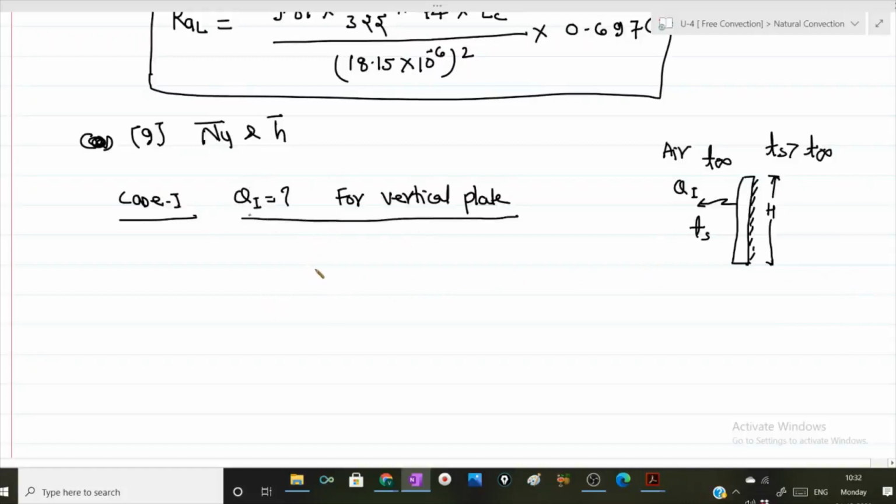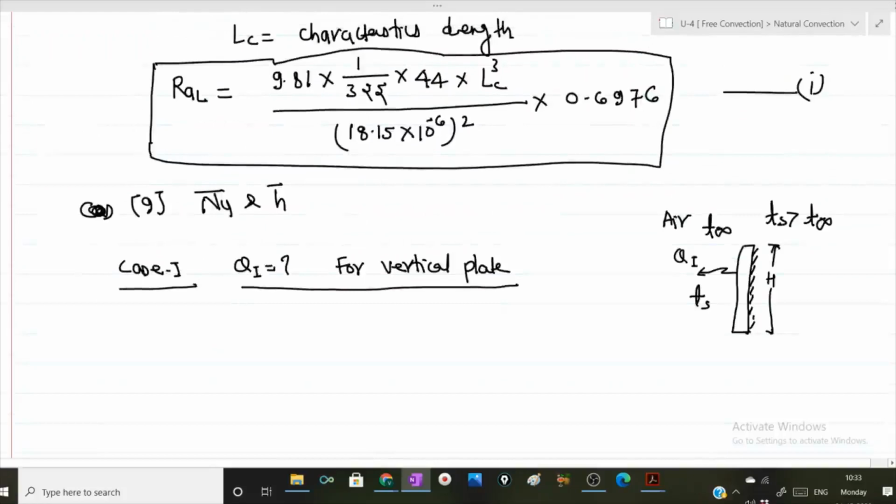So in order to calculate heat transfer rate, we can apply Newton's law of cooling. So we will require the value of average heat transfer coefficient. To calculate the h bar value, we need to find out the Nusselt number expression, and to find the Nusselt number expression, we must have the value of Rayleigh number or the product of Grashof and Prandtl number. Now in order to calculate from equation 1 the value of Rayleigh number for case 1, we must have the value of LC.